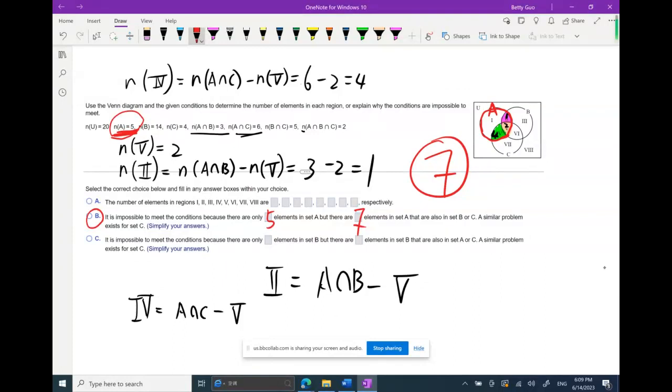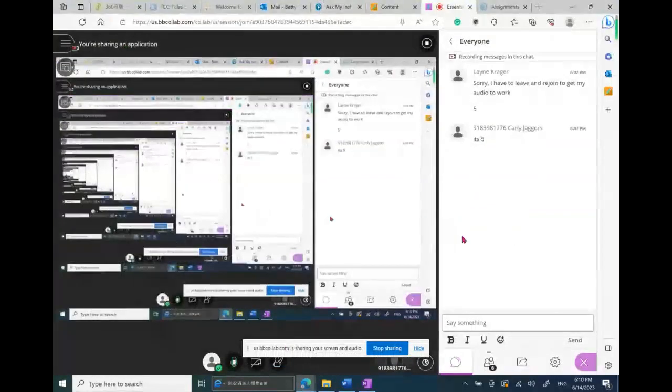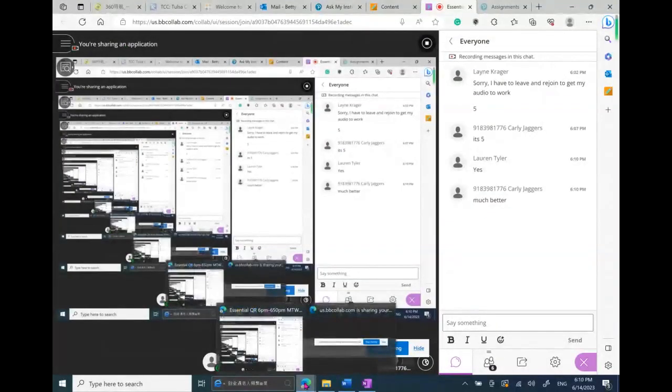Yesterday, in the last question, we chose A, and we had to find the cardinal numbers for all the regions. Actually, if the conditions cannot be met, it's even easier. We don't have to go through all the regions. We just need to see the contradiction and then choose B or C. Let me know, am I clear about this problem? Are we good with this problem? Much better. Perfect. Thank you.